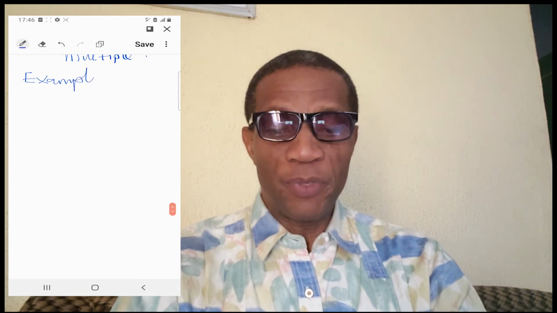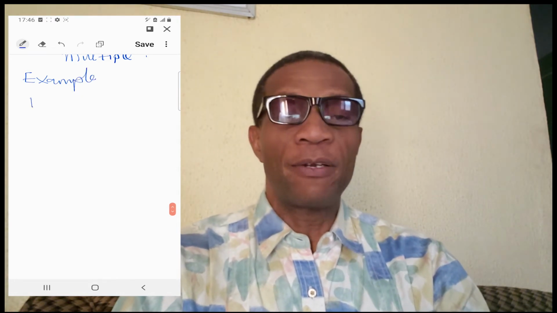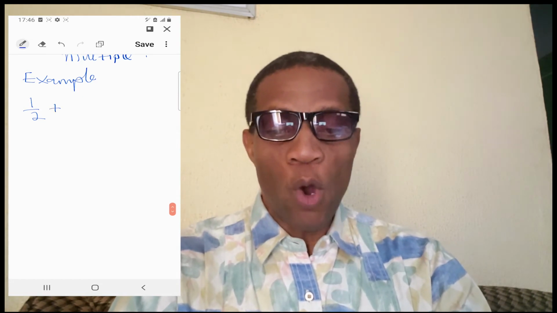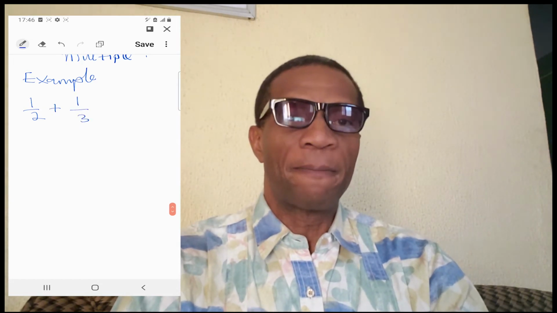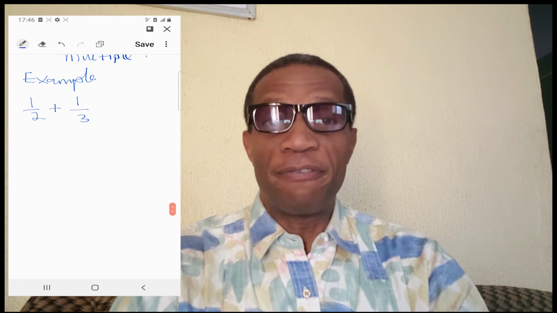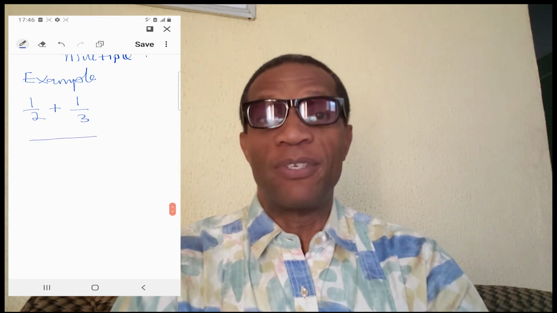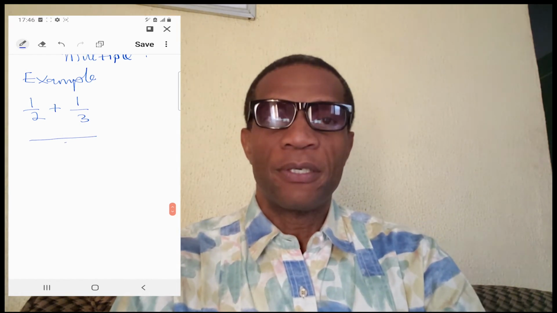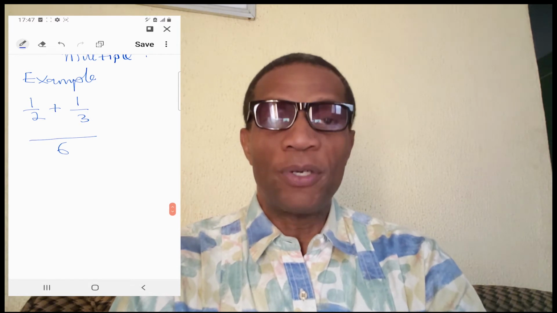So we are going to begin with a simple example of adding 1 over 2 and 1 over 3, written as 1 over 2 plus 1 over 3. How do we start? We draw a line underneath the fractions and we write the LCM underneath. The LCM of 2 and 3 from our previous discussion will be 6. So you write 6 below the line.